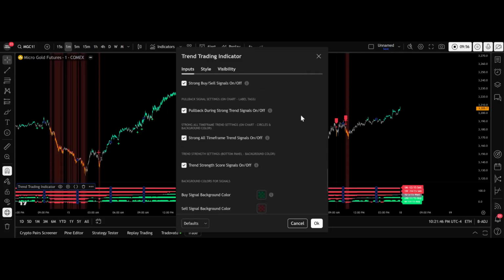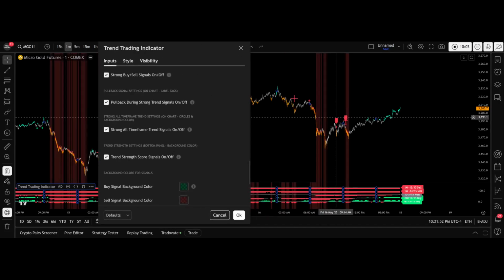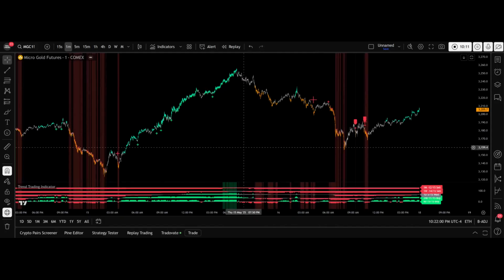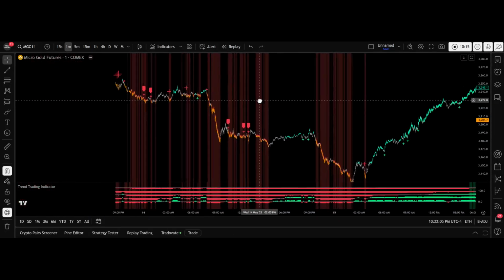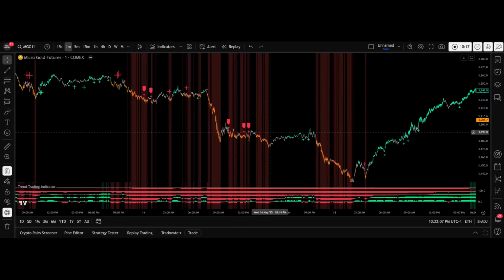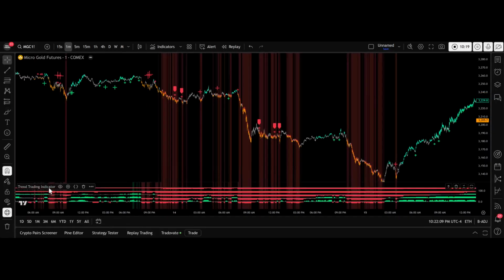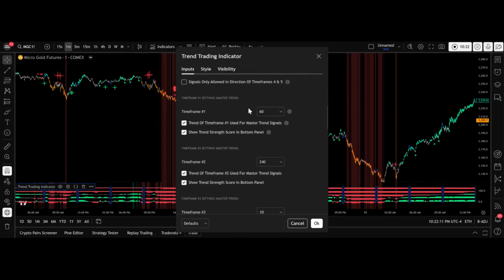The next type of signal is pullbacks during strong trends. And these are going to show up as label tags, which would be these tags here. So when we get a pullback and then it starts to push one direction, those are the kind of signals that we're talking about here with the label tags. So here's another good example of some of those. Those are also really good ones.